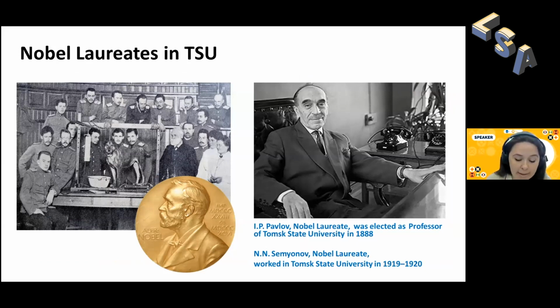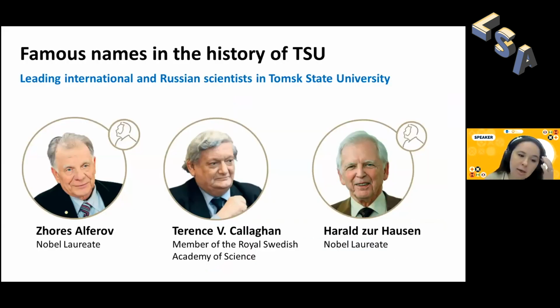Throughout its long history, there were 5 Nobel Prize winners who did their research here or who were affiliated to TSU at different periods of time. So here you can see 2 of these Nobel Prize laureates, and on the next slide we can see the other 3 notable representatives.